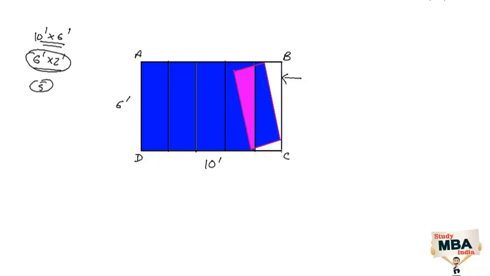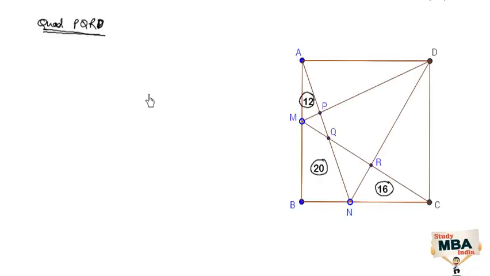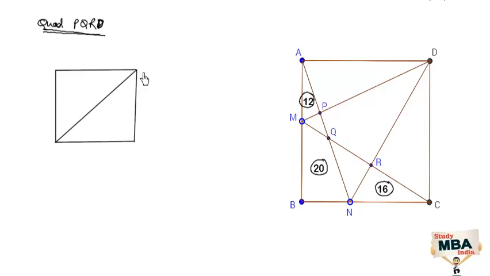So let's go back to that question. The question was to find the area of the quadrilateral PQRD. Now one thing very obvious is that if I take any rectangle or a square, suppose I'm taking a square and it has some area, and if I want to find the area of this particular triangle, right?